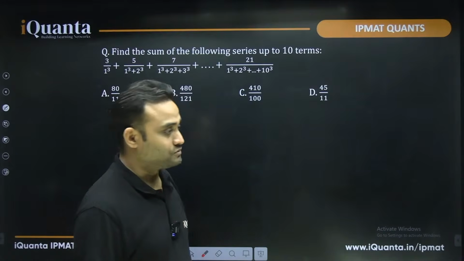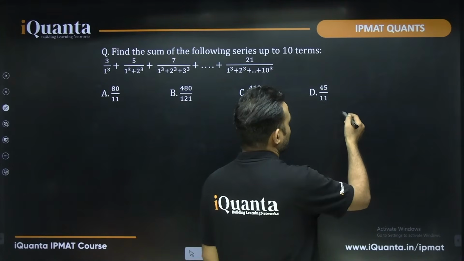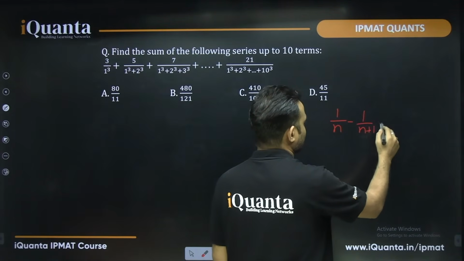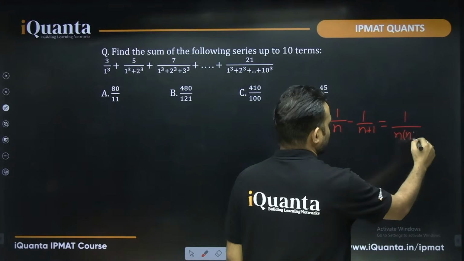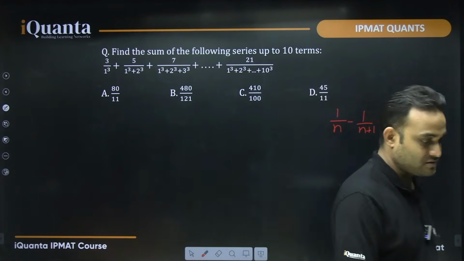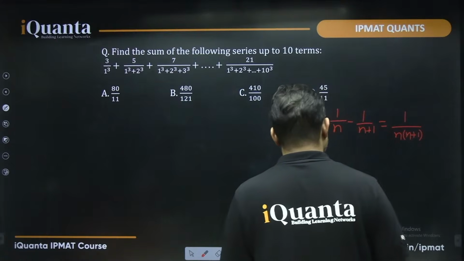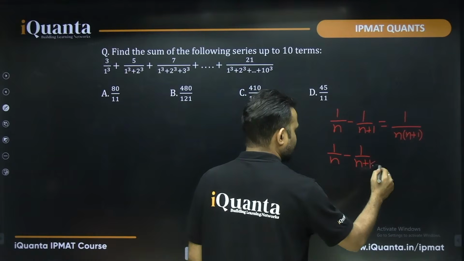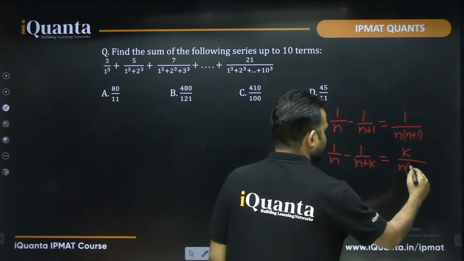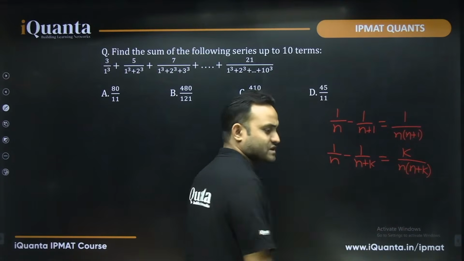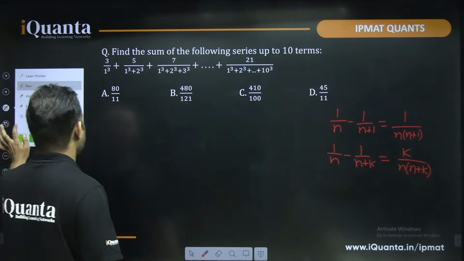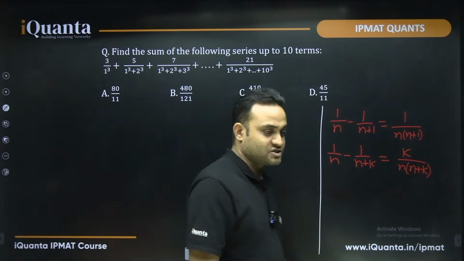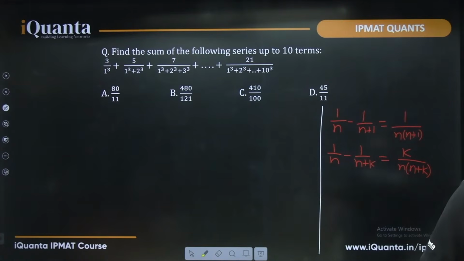One thing that you should know is that 1/n − 1/(n+1) is equal to 1/(n(n+1)), right? And if you take something like 1/n − 1/(n+k), that will be equal to k/(n(n+k)). Are you aware of this? Have you seen something like this before? Everyone, tell me, yes or no. Have you seen something like this before?